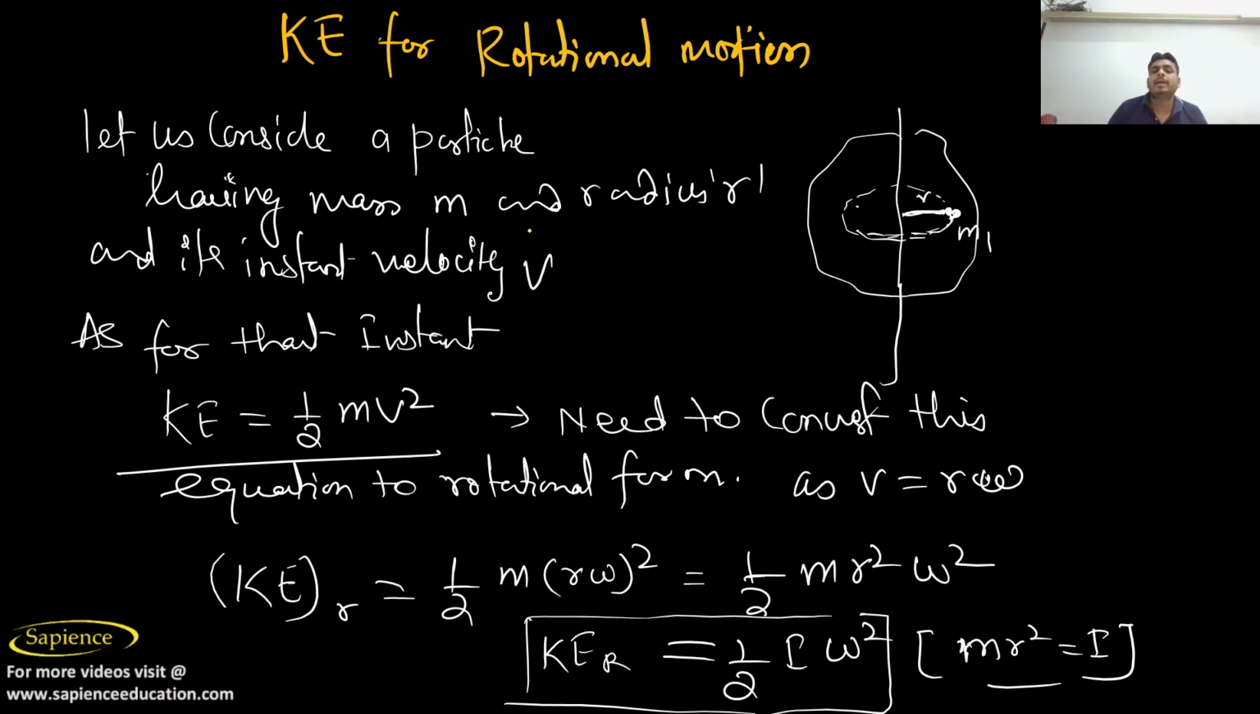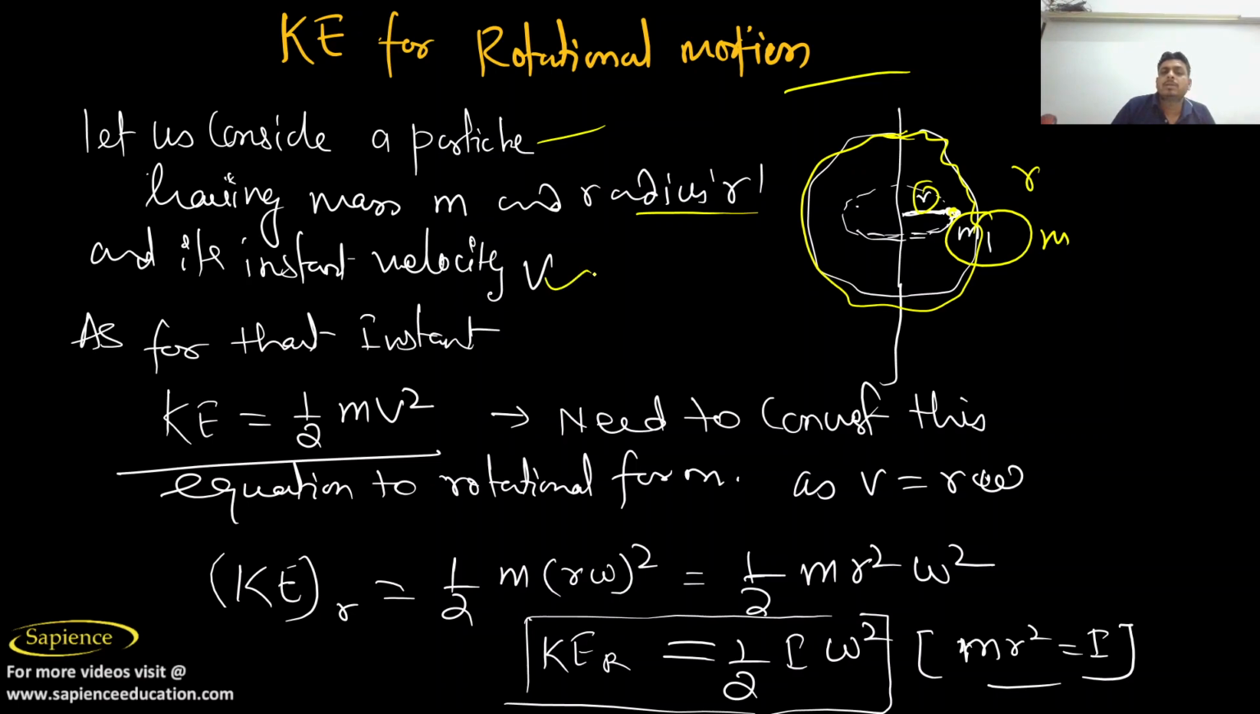Now I will talk about kinetic energy for rotational motion. So what is kinetic energy for rotational motion? Let us consider any object, a lumped mass, which has many particles, m1, m2, r1, r2. But I will take only one particle with distance r and mass m. It has a linear velocity v. Suppose it is rotating at omega, so its linear velocity will be v, yes or no?